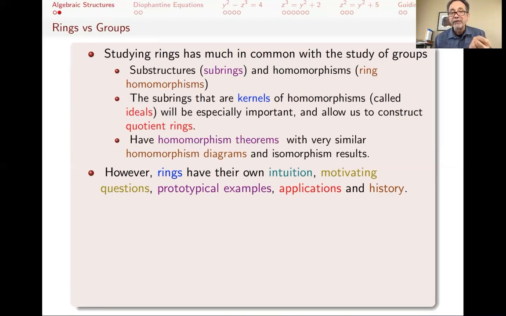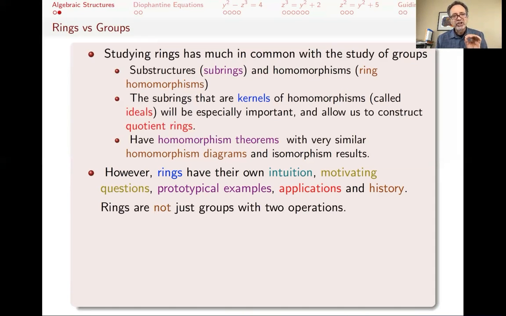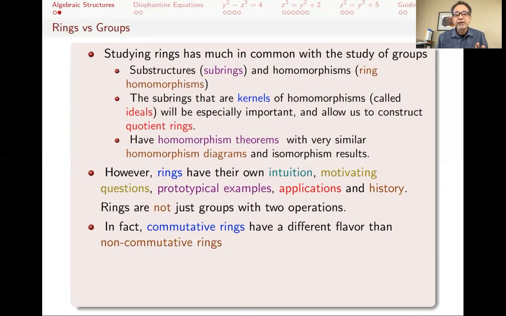The history of rings is associated with Diophantine equations, which is what we want to focus on as a way of motivating why we would want to study rings to begin with. And so rings are not just groups with two operations. If you really want to learn rings, you've got to learn them on their own terms. In fact, even commutative rings are very different than non-commutative rings, and they have very different flavors, different tools, different ways of thinking about them, and different kinds of questions.